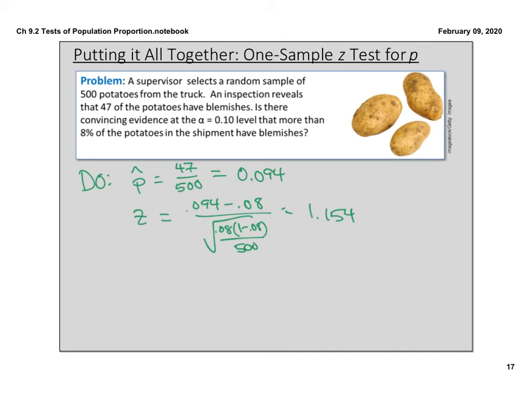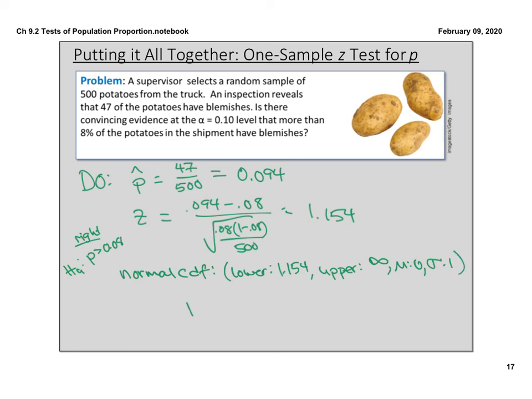Okay, so now go in and find your p-value. If I use my calculator, I'm on normal CDF. I want a lower bound, because now I'm testing greater than. My alternative, remember that H sub A was that P was greater than 0.08. So I'm looking at the right side. My lower bound is the 1.154. My upper bound is the positive infinity. And then my mean is 0, standard deviation is 1, and I get a p-value. Let's plug that all in.